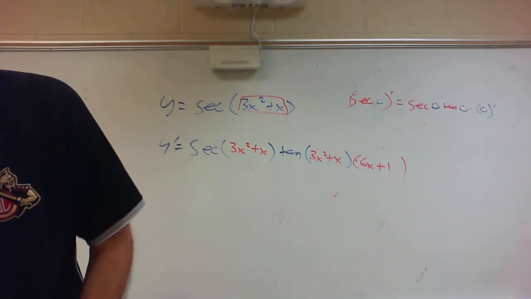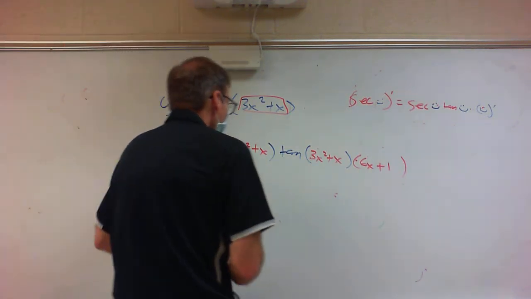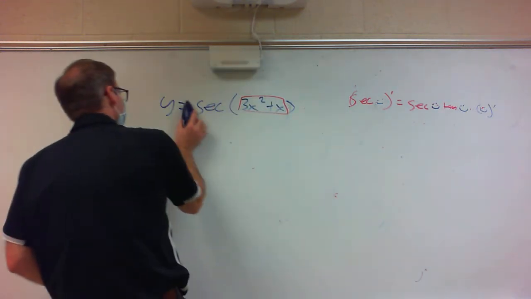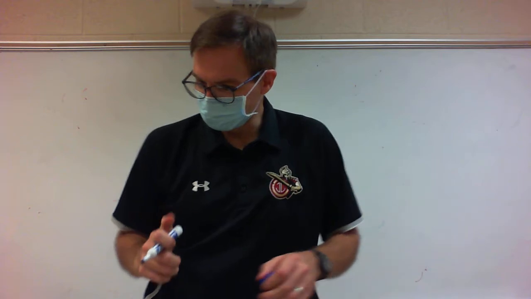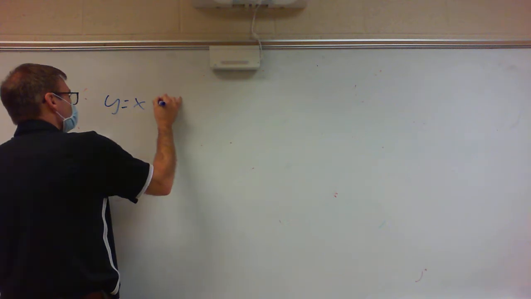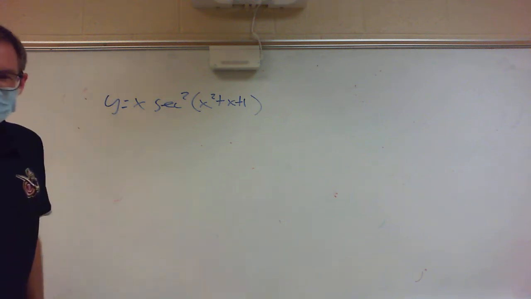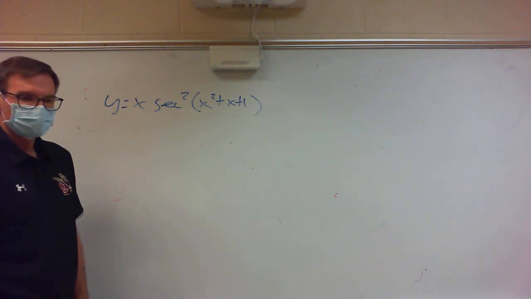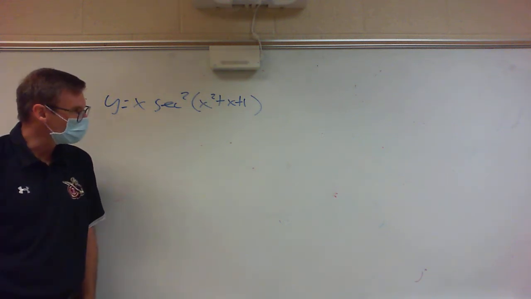All right. I've got time for one more example. I really want to do two, but with 45-minute class periods and doing it online, it really cuts down the examples you can do. So I'm going to start with y is equal to x secant squared of x squared plus x plus 1. Give everybody a chance to write it down because I've got 4 minutes and I think this is going to take about 2.